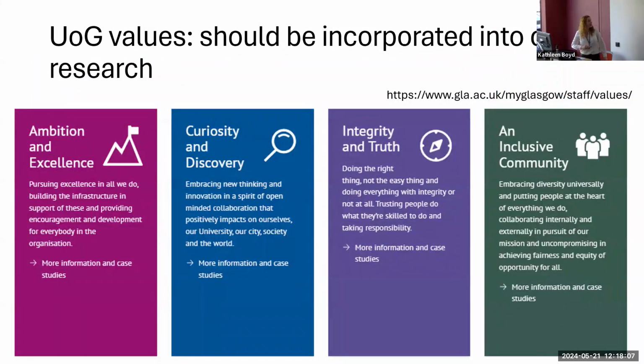Again, another slide. I think this was put up at our away day, but many of you may not be aware of the University of Glasgow values, which should underpin all of our research and our research practices. So the values were developed through a university-wide consultation process in 2019 and 2020. This was developed with research staff, PPS staff, PGR students. It was a broad range. People contributed to this. And these are the 4 key values that our research should stand by: ambition and excellence, curiosity and discovery, integrity and truth.